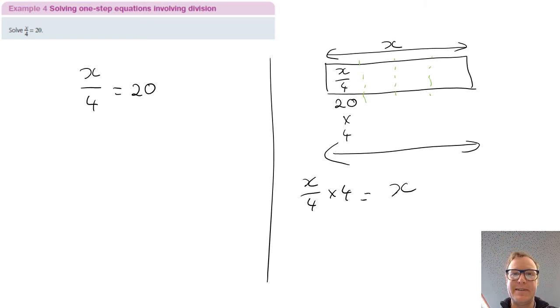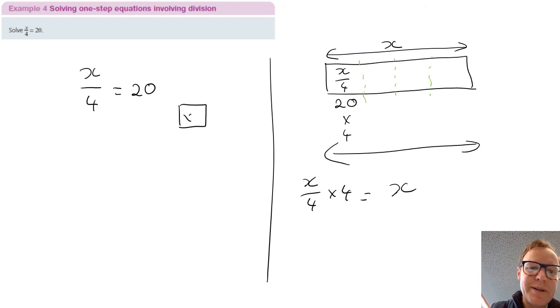It's like I've got a pizza and it's cut into 4 bits. I know each bit, it's $5 a slice. Okay. If I multiply that by 4, I get the whole pizza. Multiply the amount per each slice. So that's what I'm going to do to both sides. If dividing is the opposite of multiplying, then multiplying is the inverse, the opposite of dividing. Okay, so that's what I'm going to do to both sides.